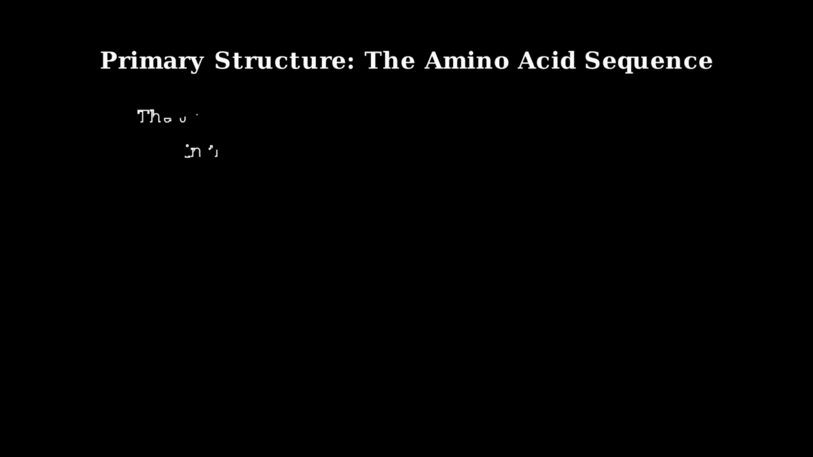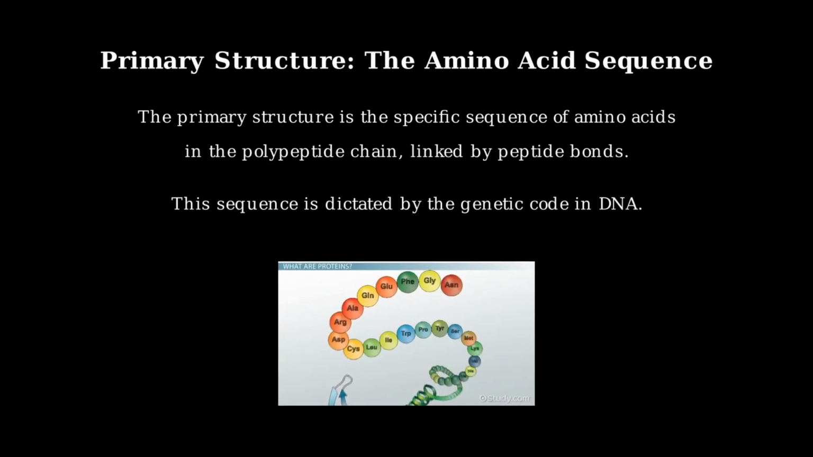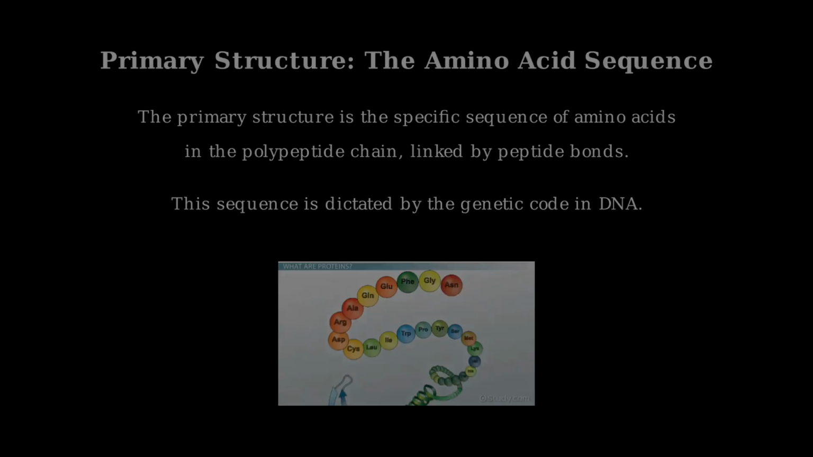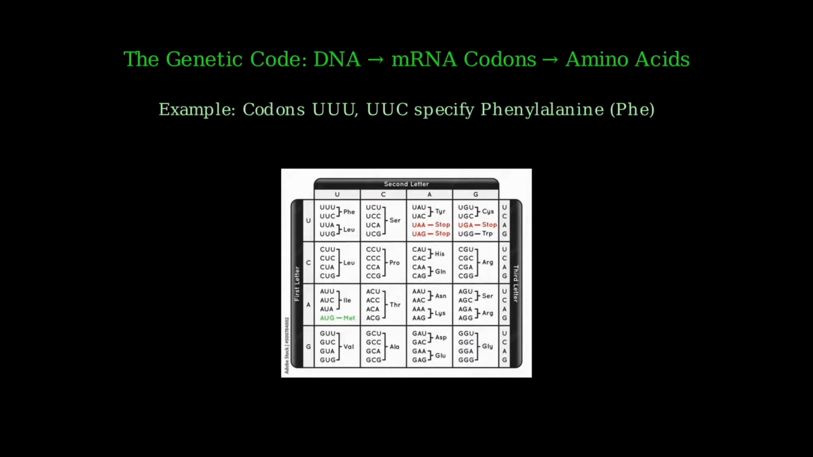The primary structure of a protein is simply the specific sequence of amino acids that make up the polypeptide chain. Each amino acid is connected by peptide bonds in a precise order. This sequence is completely determined by the genetic code encoded in your DNA. The DNA provides the blueprint that specifies which amino acids to use and in what order. The genetic code uses codons, three-letter sequences of nucleotides in mRNA, to specify each amino acid. For example, the codons UUU and UUC both code for the amino acid phenylalanine.